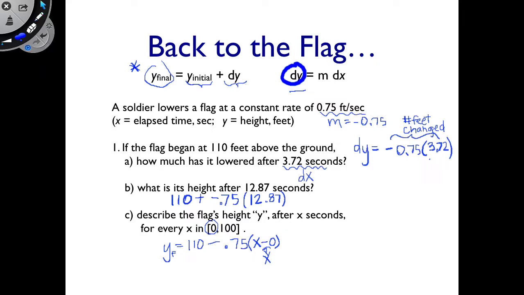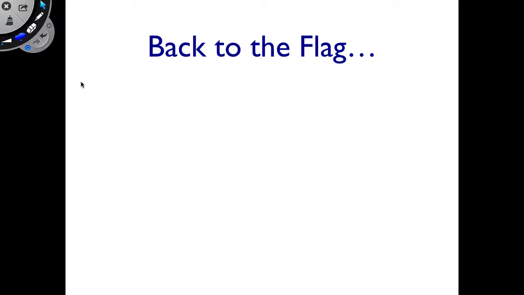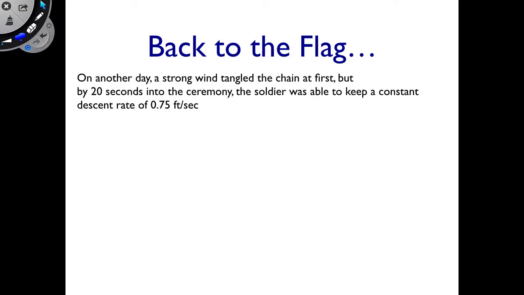So let me erase this. All right, here we go. Here's our good reason. So we're trying to start our ceremony. There's a wind, the chain gets tangled, they're fussing with it for a little while. So it's not really even descent over the first 20 seconds or so. But after that, we're able to keep a constant descent rate of 0.75 feet per second.